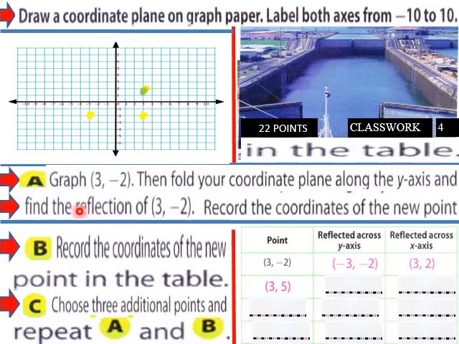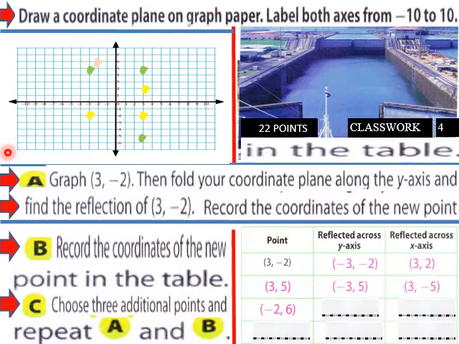And then (3, 5). That's our next point we're going to reflect. Reflected across the y-axis would be (-3, 5), which would be over here. And then reflected across the x-axis would be (3, -5). So it would be down here for this point here.